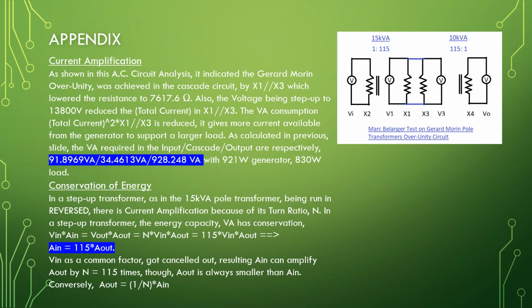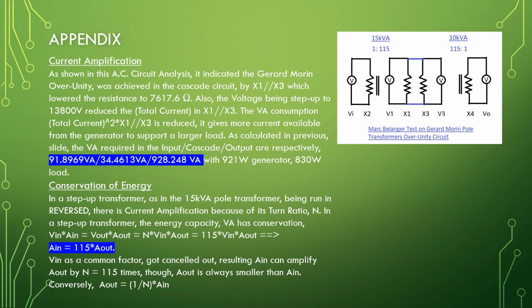As calculated in previous slides, the VA required in the input to cascade to output are respectively 91.8969 VA to 34.4613 VA to 928.248 VA, with 921 watt generator, 830 watt load.